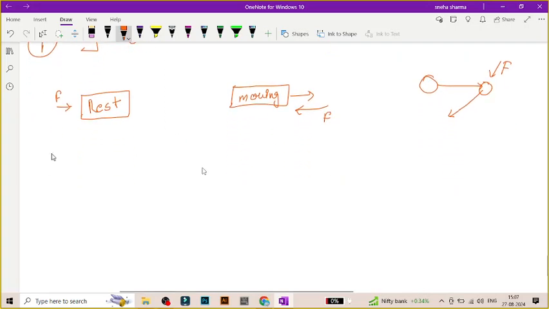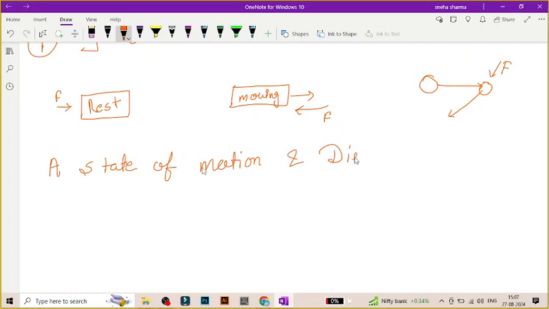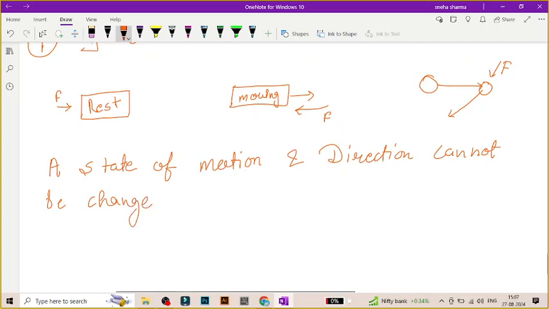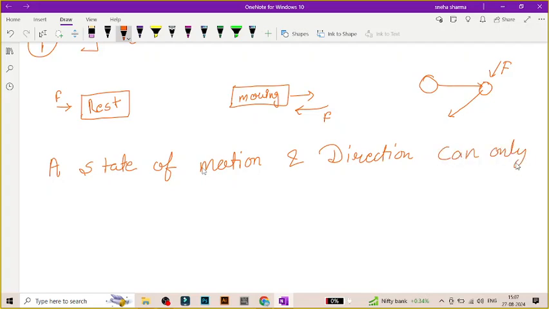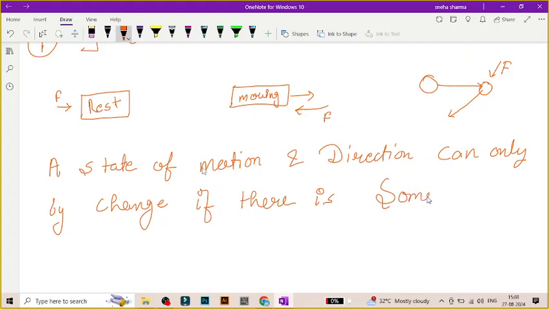So here's the law. You can say the state of motion and direction cannot be changed, or state of motion and direction can only be changed if some external force is applied.